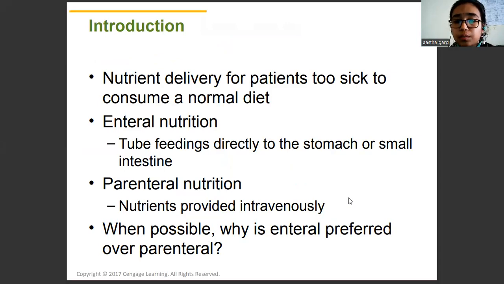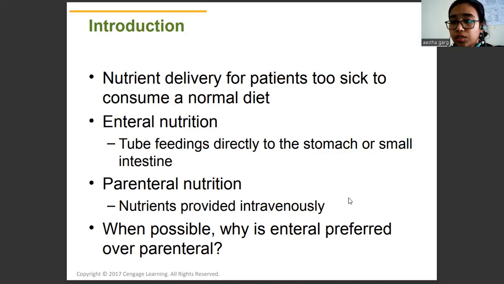Whenever a patient is too sick to consume a normal diet, that is, the patient is in a condition that he or she cannot consume or take the food orally, in those cases the patient has to be given nutritional support, that is nutrition via some sort of support, so that all the nutritional requirements can be fulfilled. In those cases, we opt for different methods for providing them with the nutritional requirements. And out of those methods, two known methods are enteral nutrition and parenteral nutrition.